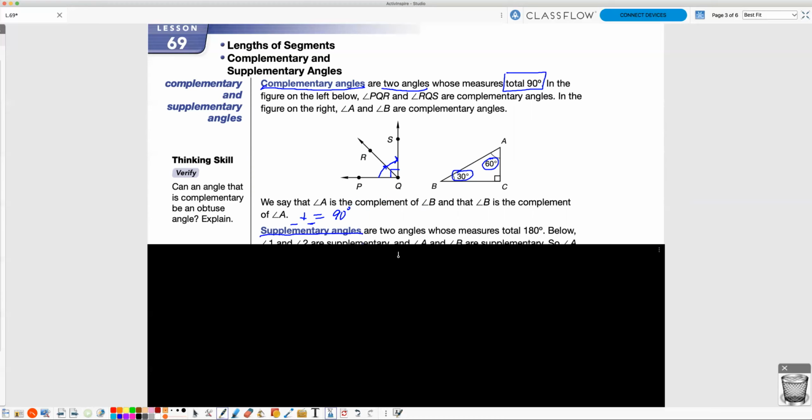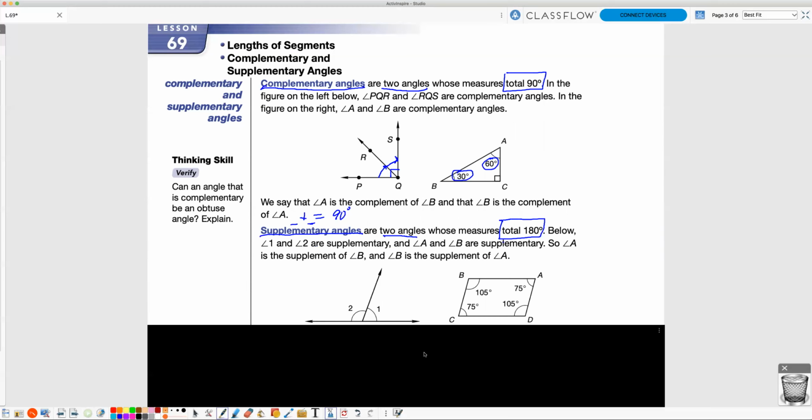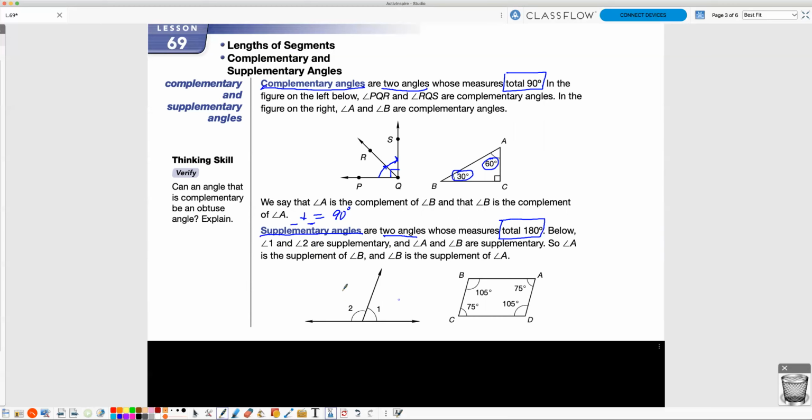Supplementary angles are two angles whose measures total 180 degrees. So below, angle 1 and 2 in this case add up to 180 degrees. This measurement would be 180 degrees total. So that means this angle from here to here and this angle from here to here add up to one straight line, 180 degrees.